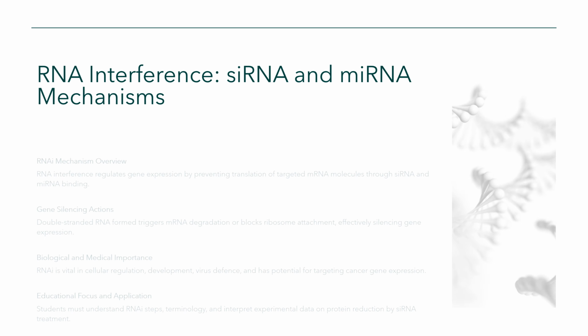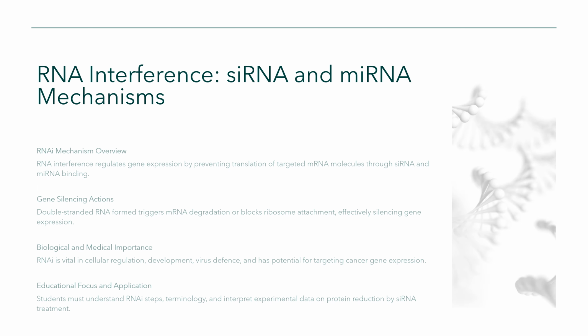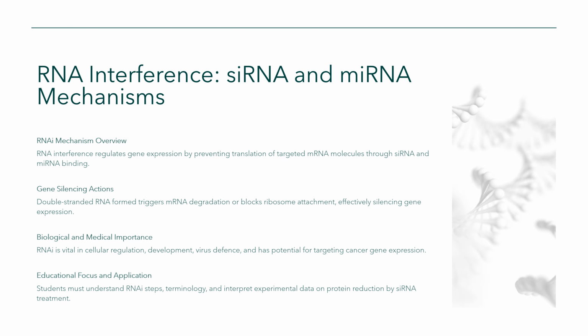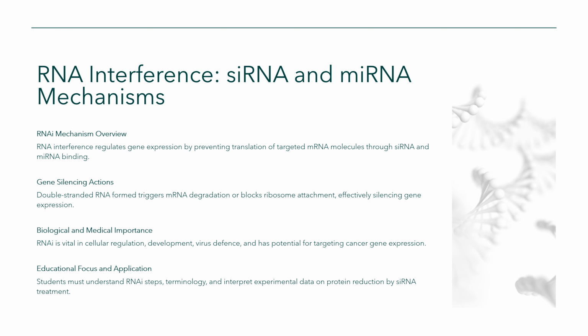RNA interference, RNAi, is a post-transcriptional mechanism that regulates gene expression by preventing translation of specific mRNA molecules. These short RNA molecules bind to complementary sequences on target mRNA, forming double-stranded RNA that either triggers mRNA degradation or blocks ribosome attachment. This effectively silences gene expression without altering DNA.